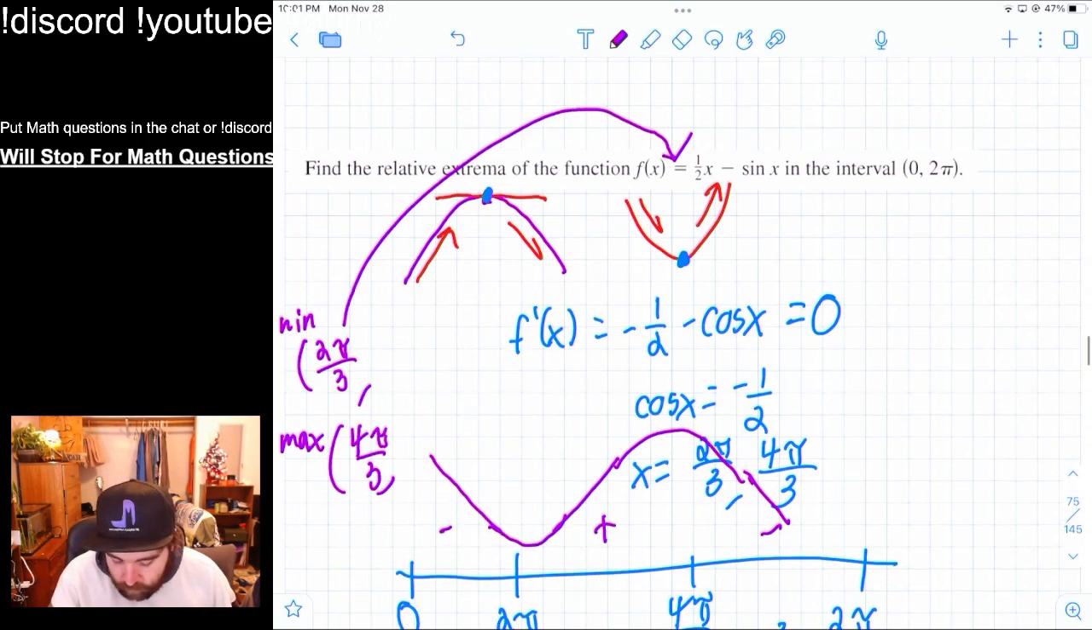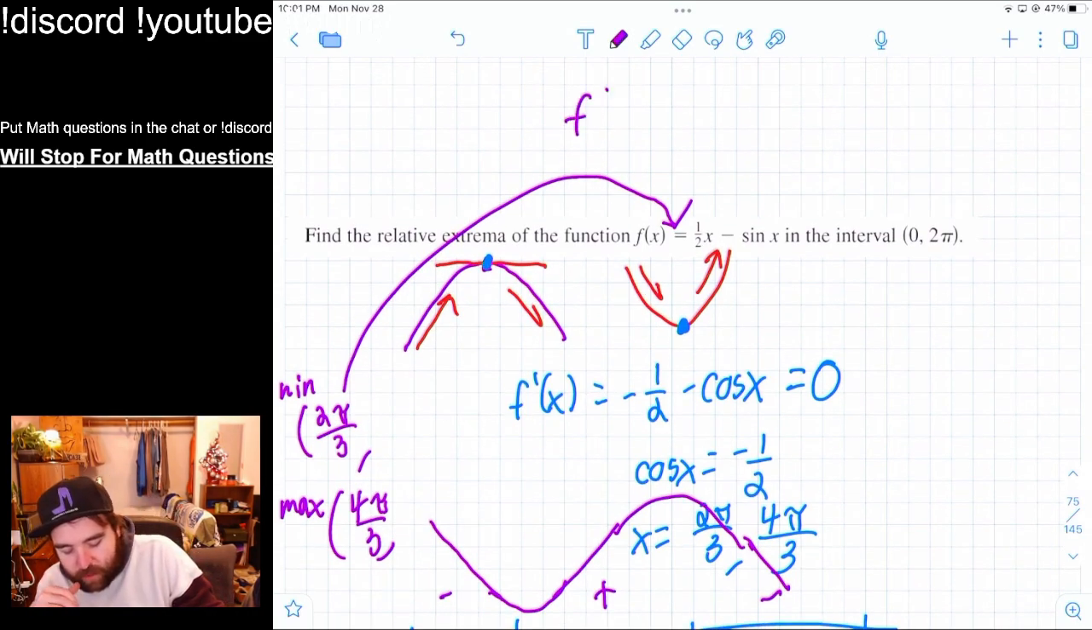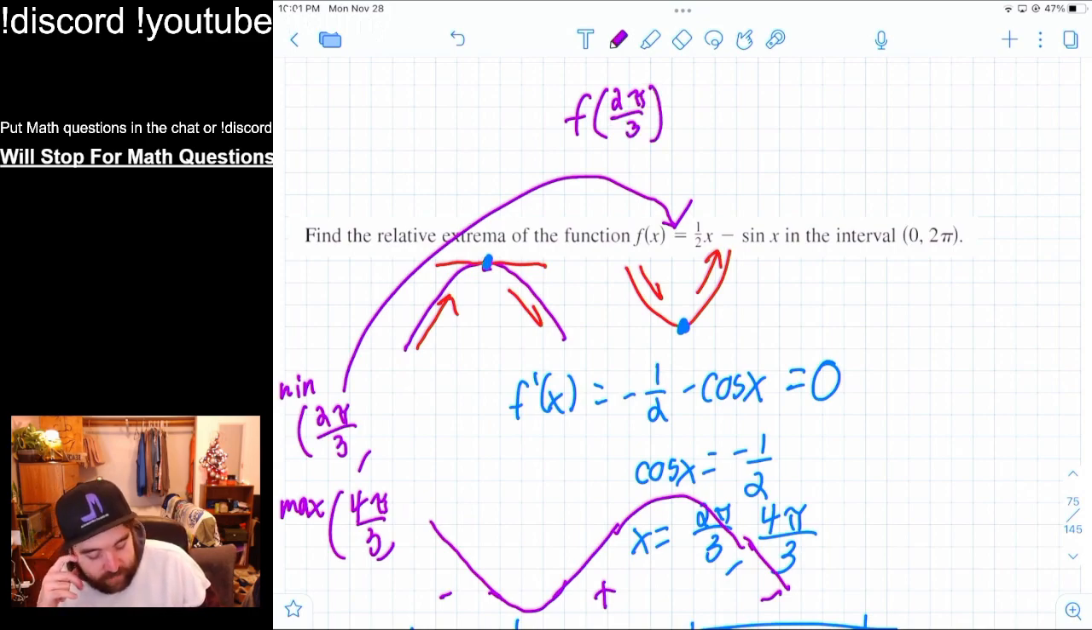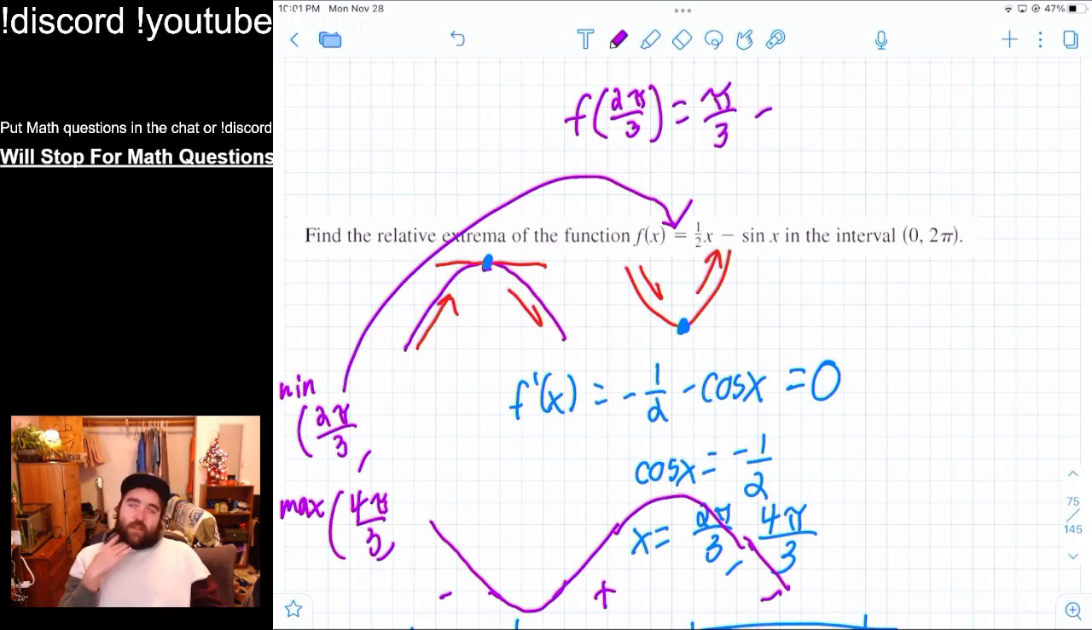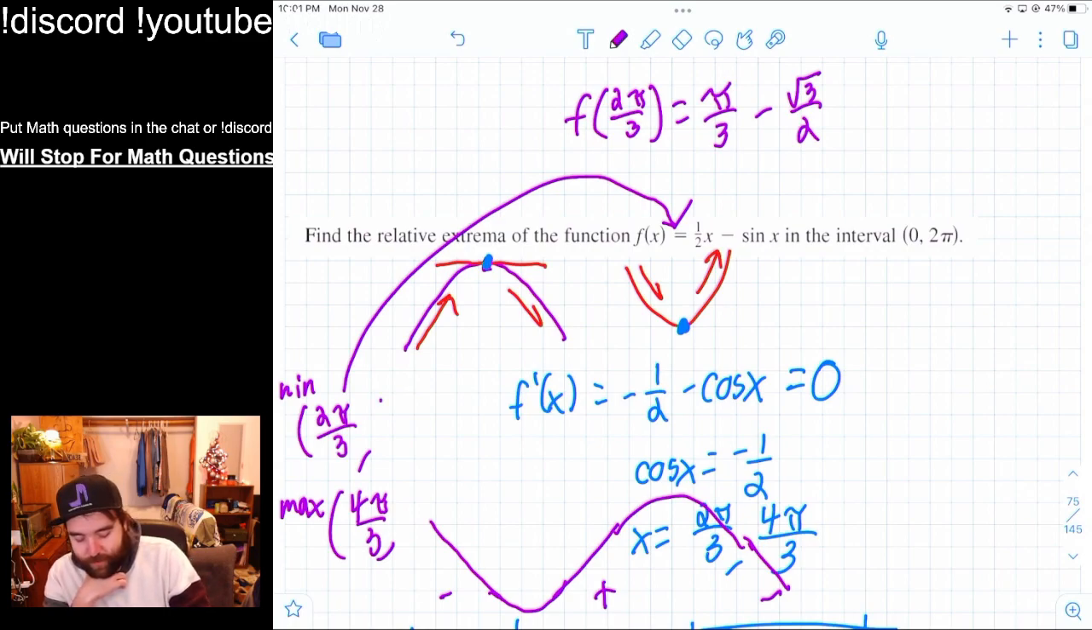And so I'll go ahead and write it all out. What is f of 2 pi over 3? Well, it's 1/2 times x. So the 2's are canceling. So it's 1/2 times 2 pi over 3. The 2's cancel. It's just pi over 3. And then minus the sine of 2 pi over 3. So minus root 3 over 2. Okay, maybe we don't want that, because then I would combine that into one fraction like that.